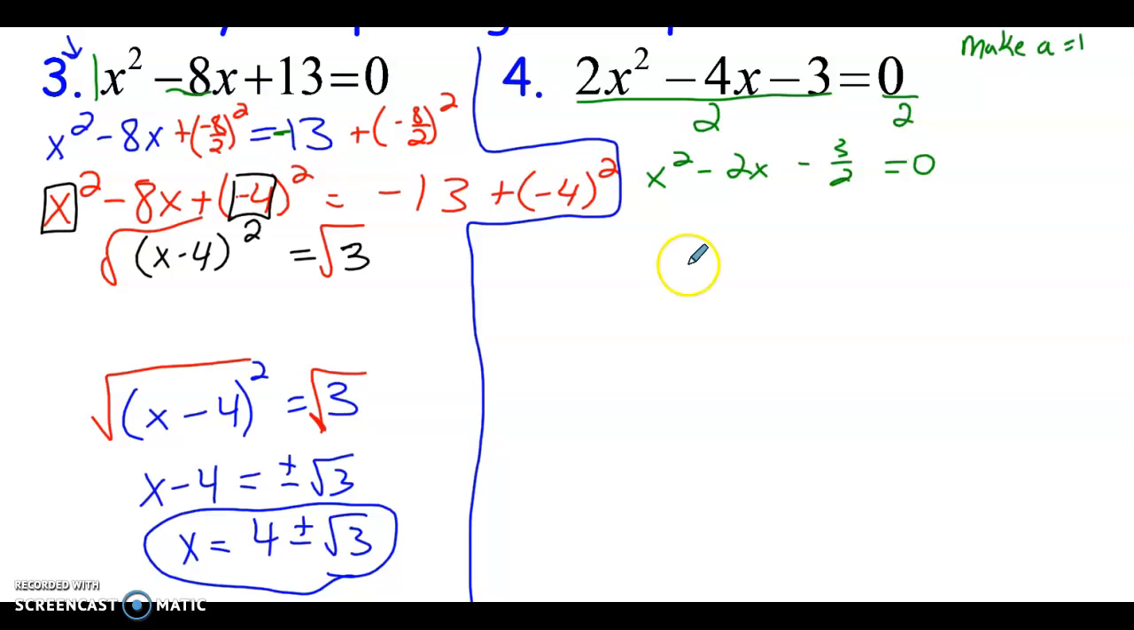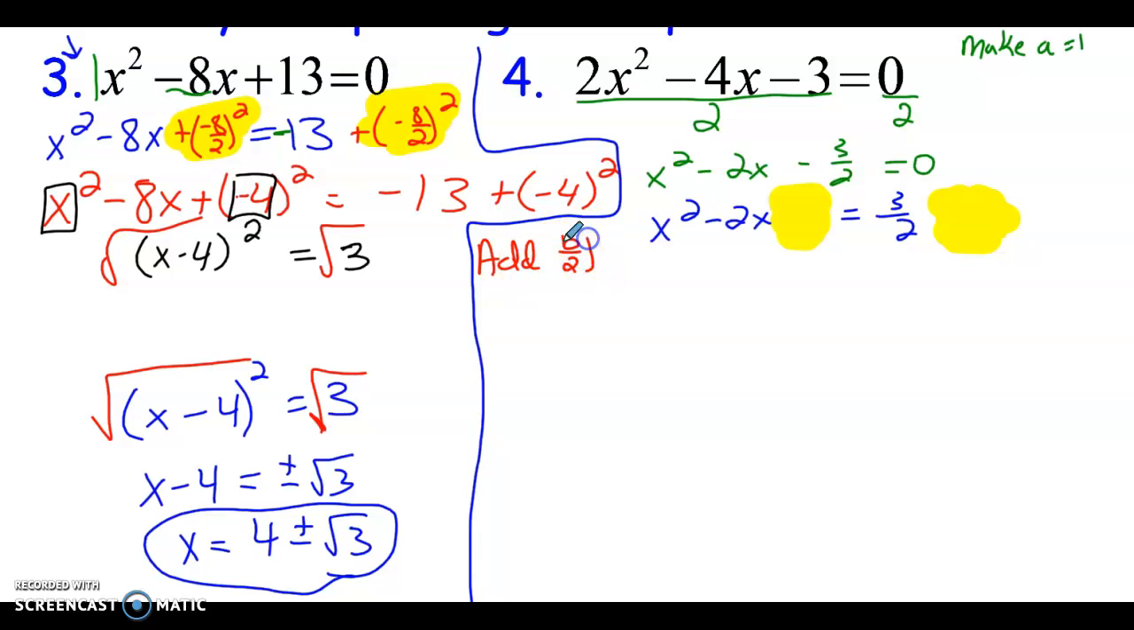All right, our next step was to move that 3 over 2 to the other side, which we can do by adding it. And notice when I do that, I leave a space here. Up here I left a space as well. Leave your space so that you can add something right here and add something right here. We have to do it to both sides to keep our equation balanced. All right, so what are we going to add? We're going to add b over 2 squared. So our b is negative 2, so we're going to add negative 2 over 2 squared.